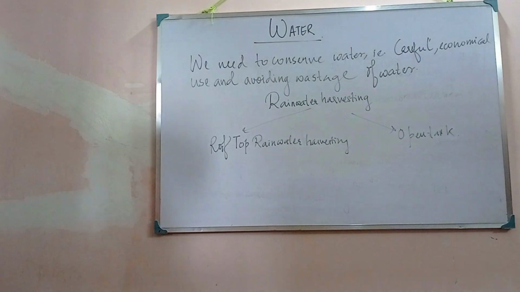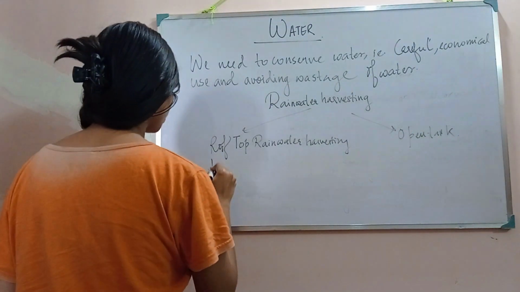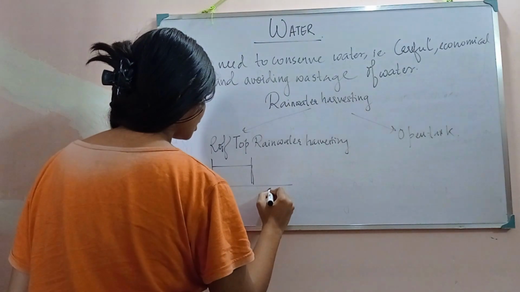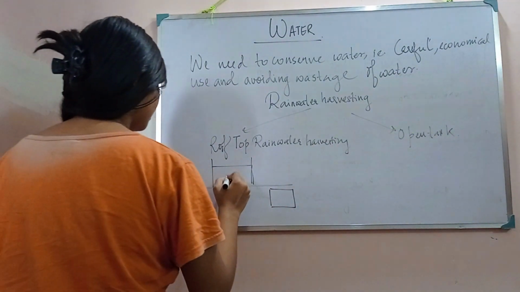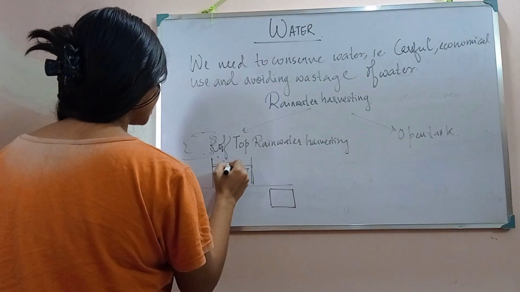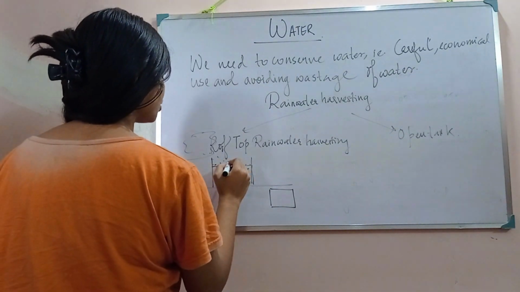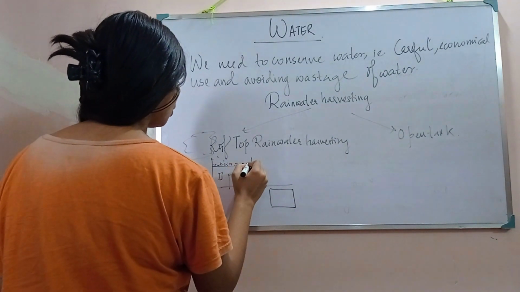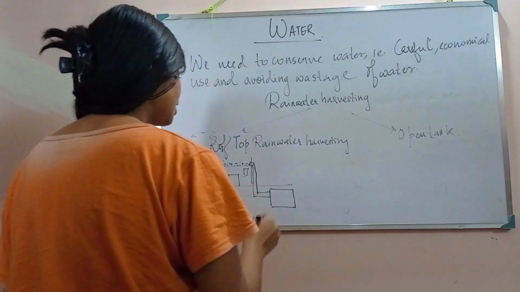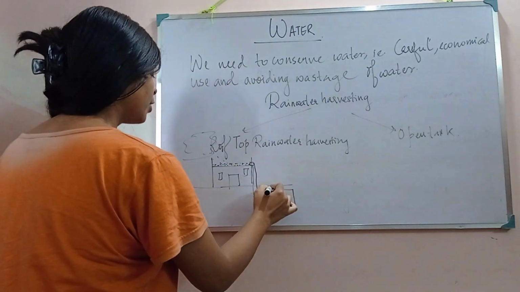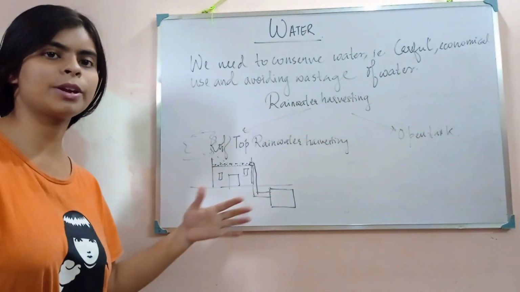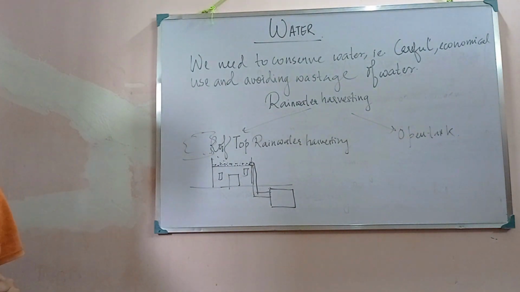So what is actually happening? Suppose this is a house, with a plain ground, and here is a tank. Rain is falling. The water falling on the terrace of the house, let it flow to this pipe. Now connect this pipe to this tank. Now connect the motor with this tank, and this motor will help water reach every part or every room of this house.